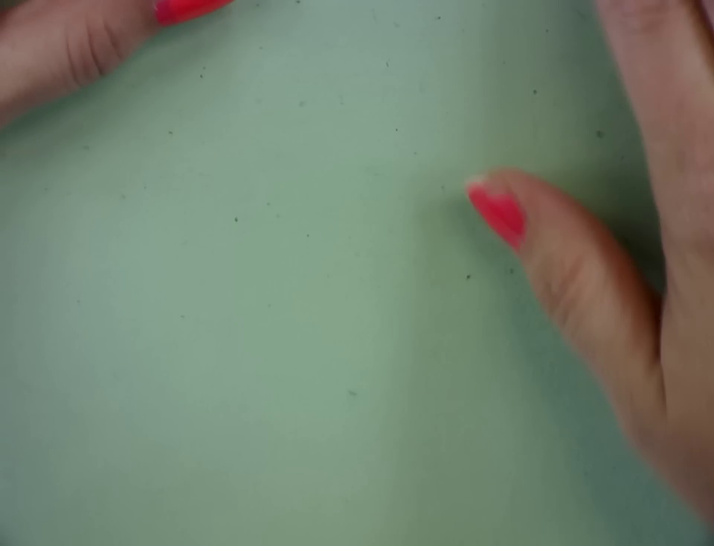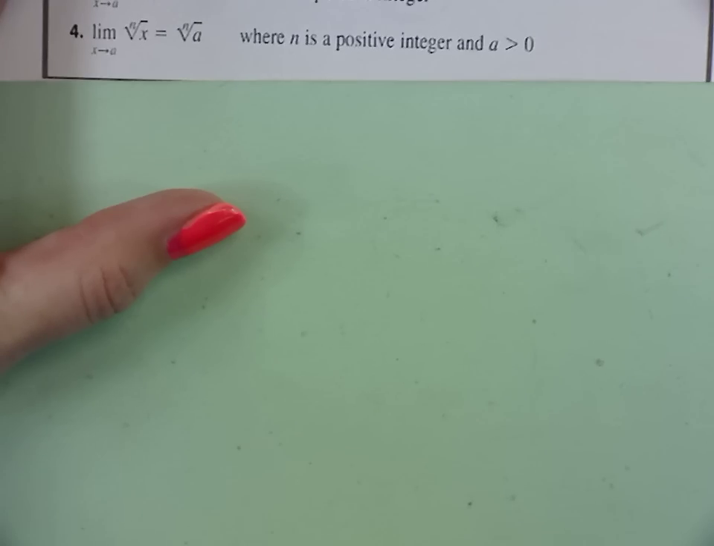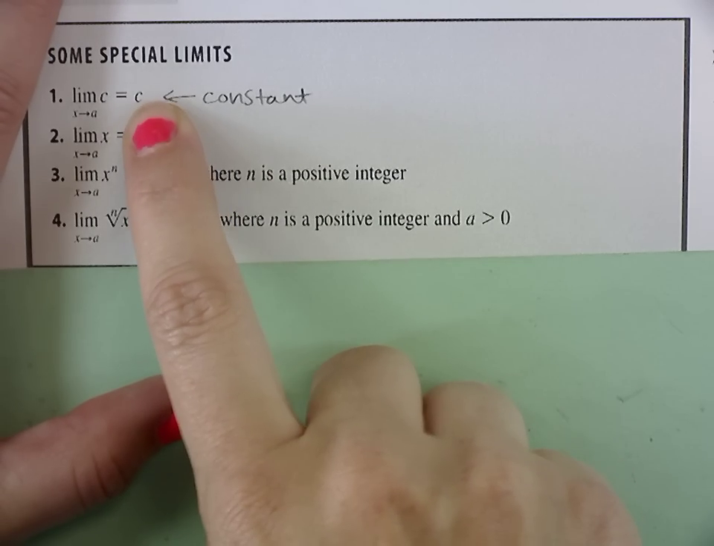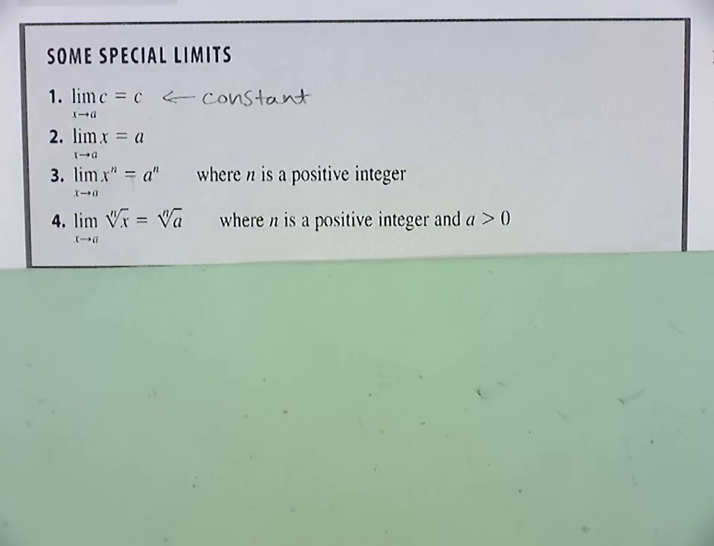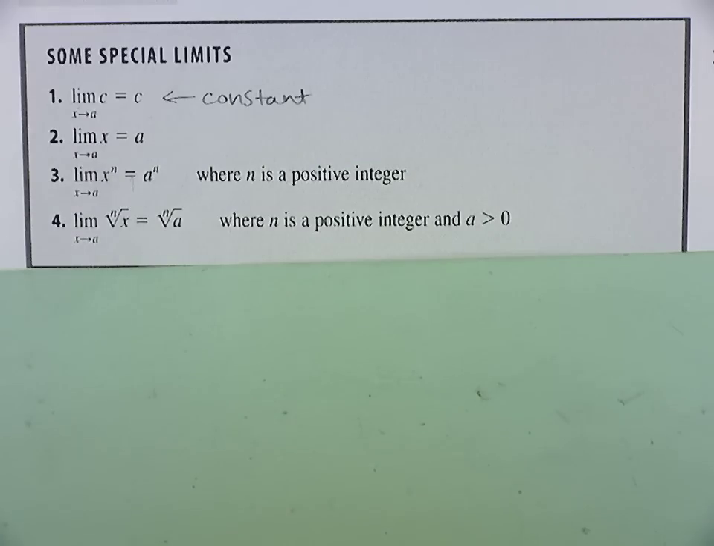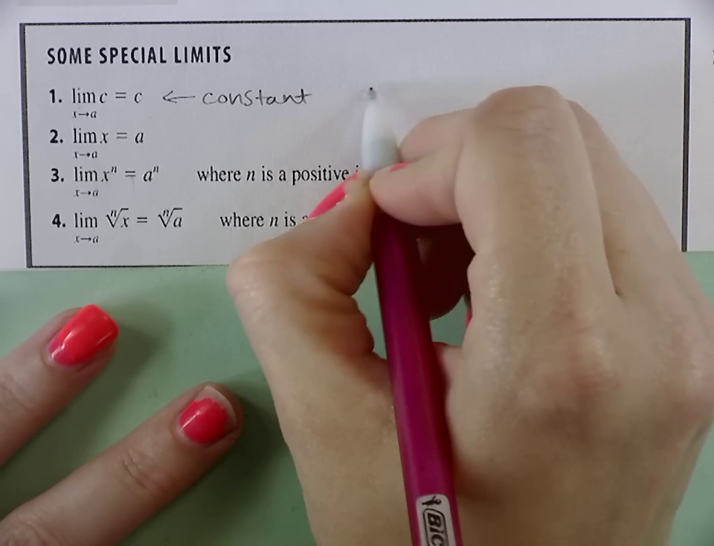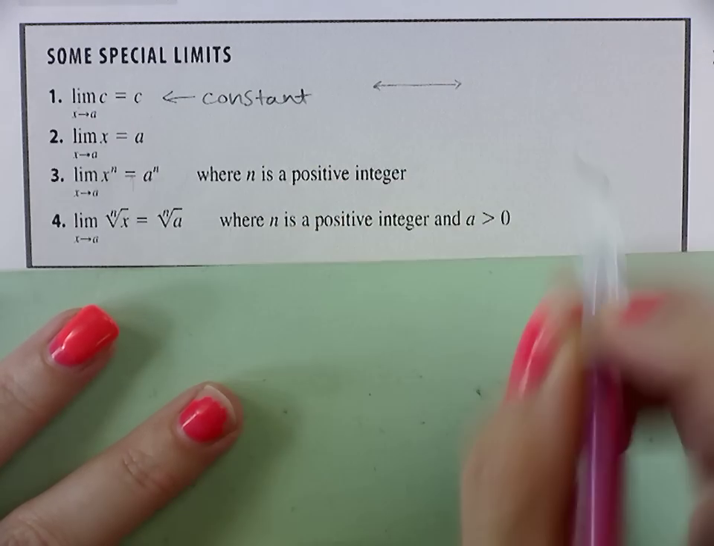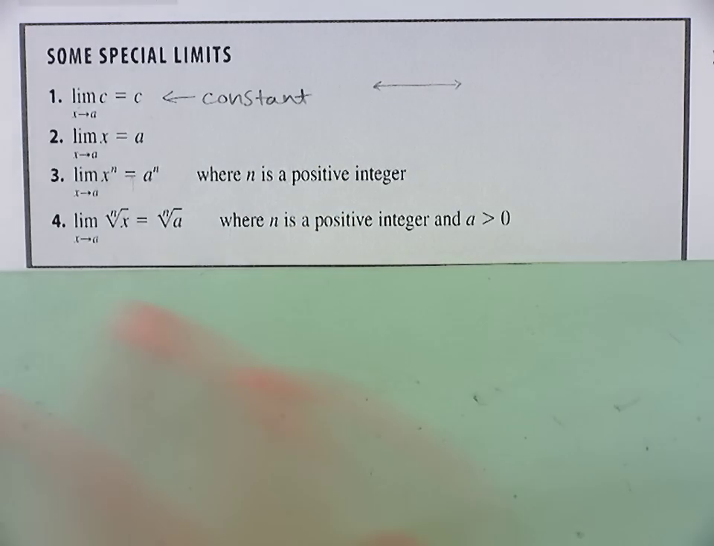Okay, so some special limits. The first one, if you are just trying to find the limit of a constant, then it's going to be equal to that constant value. Let's think about why that works, right? If it's a constant value, Nathaniel, what does the graph look like? It's just a horizontal line, right? So if it's just a horizontal line, it doesn't matter what value you are taking the limit at, you're always going to end up at the same y value, okay?